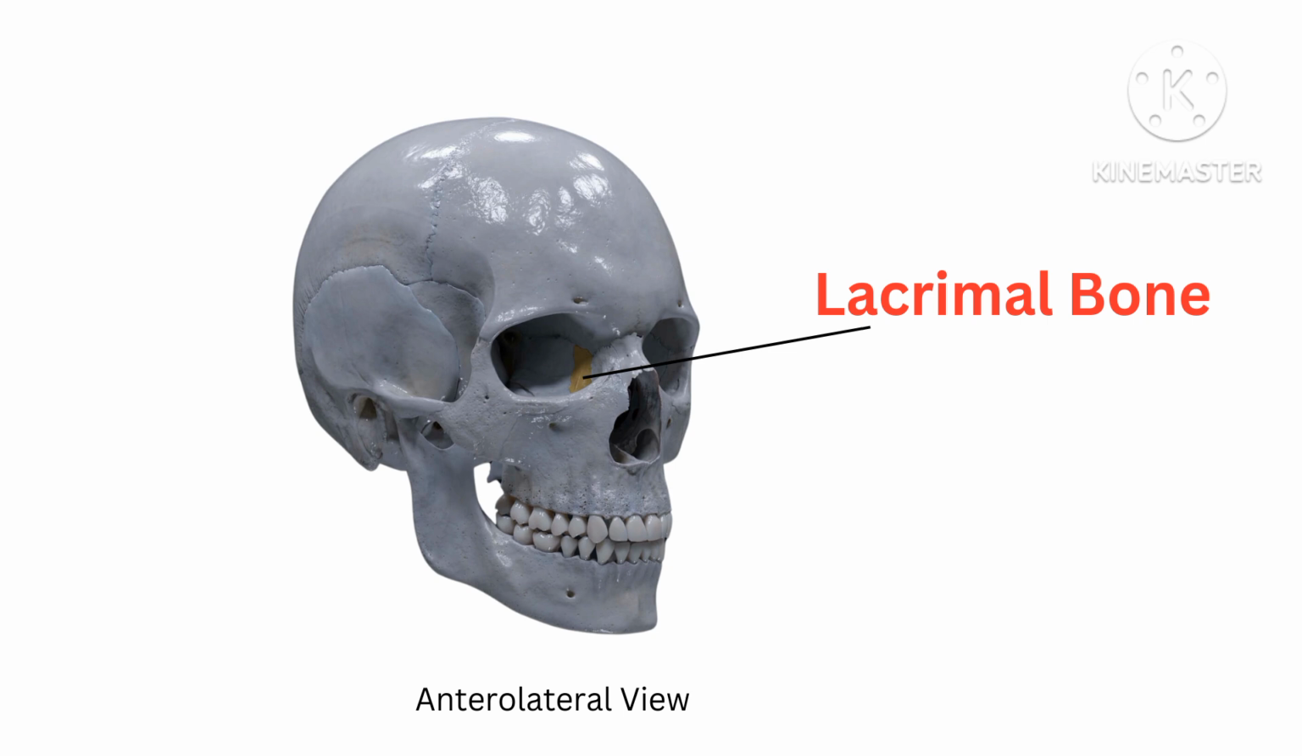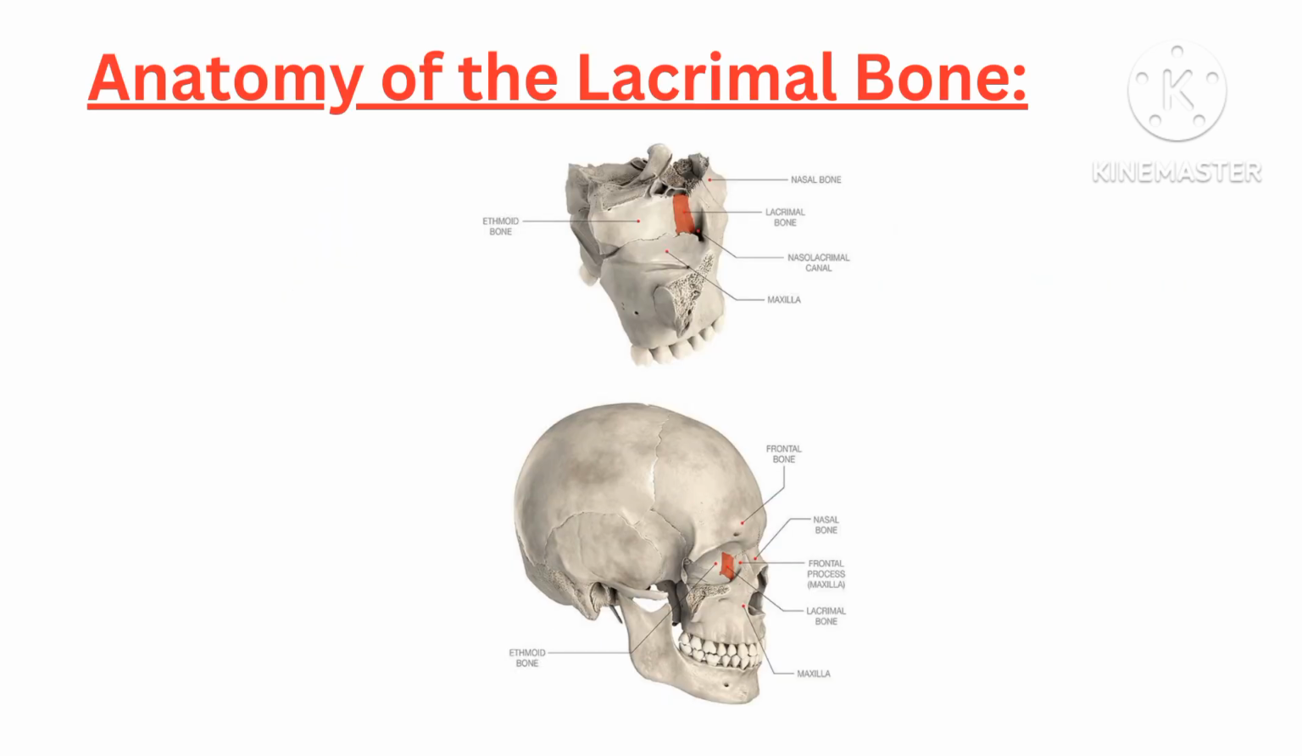Now I am going to discuss lacrimal bone. The lacrimal bone is a small, paired facial bone that contributes to the medial wall of the orbit and forms part of the nasolacrimal canal, which is involved in tear drainage. It is the smallest and most fragile bone of the face and plays a crucial role in the lacrimal apparatus, allowing tears to drain from the eye into the nasal cavity.